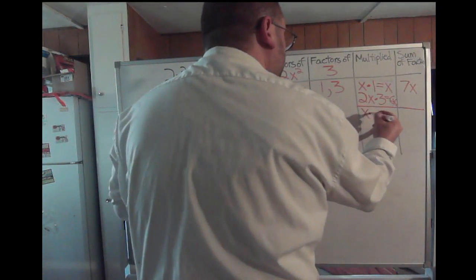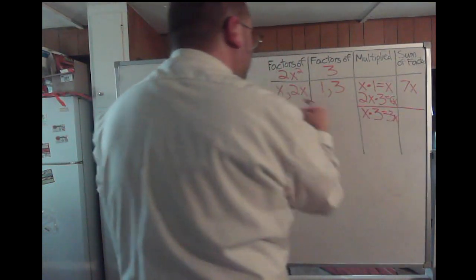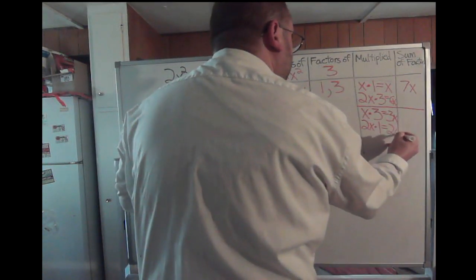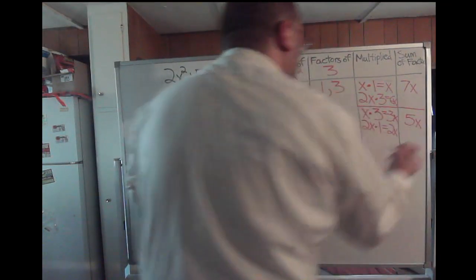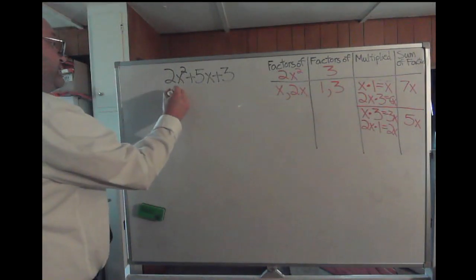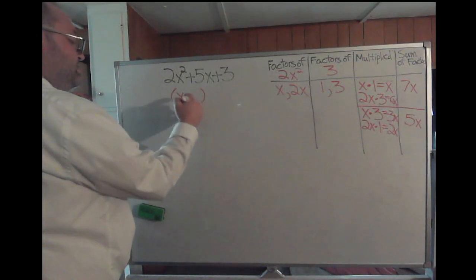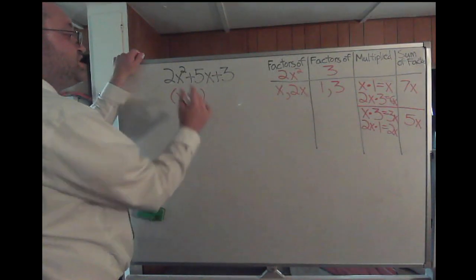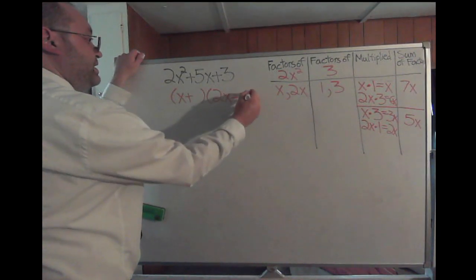If we do x times 3, you would get 3x. Then if you did 2x times 1, well, you would get 2x. Now if you add 3x and 2x together, you should get 5x, which in fact gives you your middle term of positive 5x. So now you're going to take your factors of 2x squared, which would be the quantity of x plus something, because everything's positive in this polynomial. It's going to be x plus something times the quantity of 2x plus something.